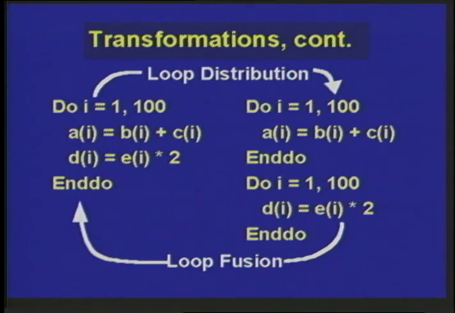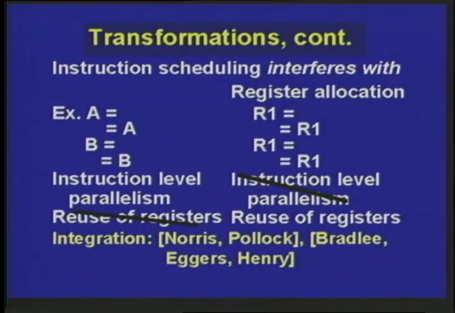So in this case, we might want to do one transformation or the other depending on the particular circumstances. For instance, and we'll see an example of this as we continue, a reason for liking the code on the left is there's less loop overhead. A reason for liking the code on the right is you may have fewer live registers. And finally, transformations can also interfere with each other. For instance, instruction scheduling interferes with register allocation.